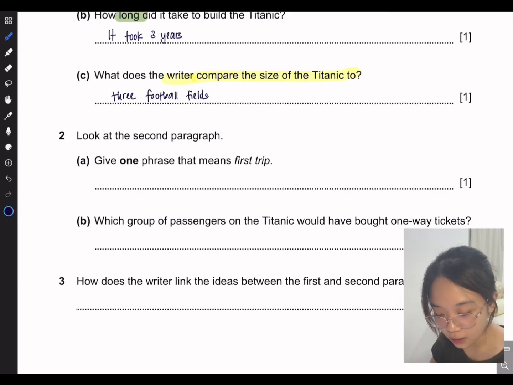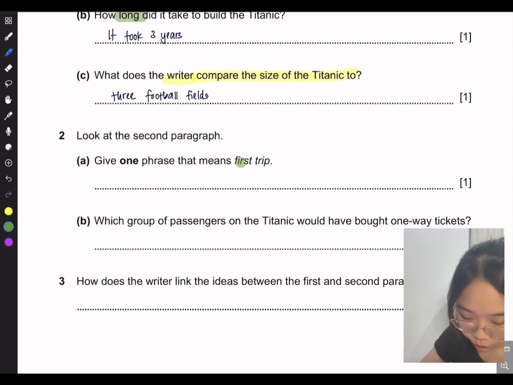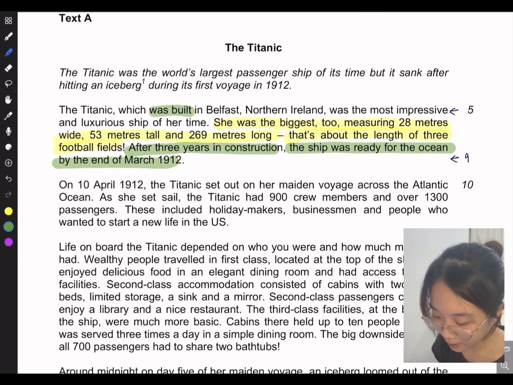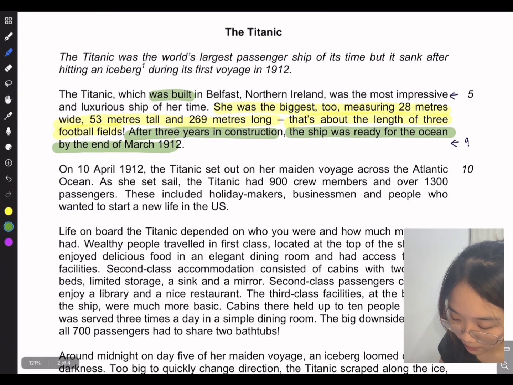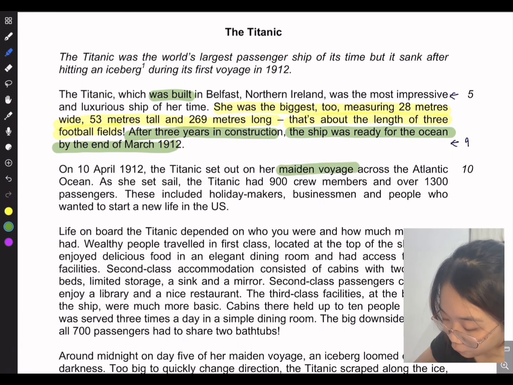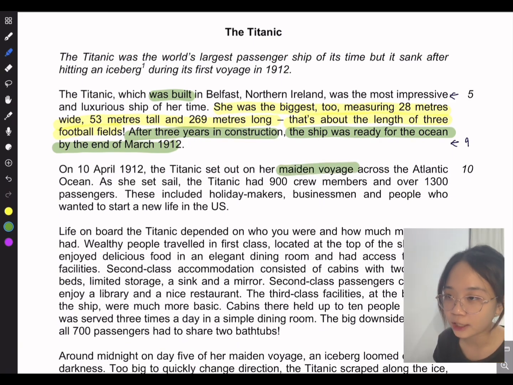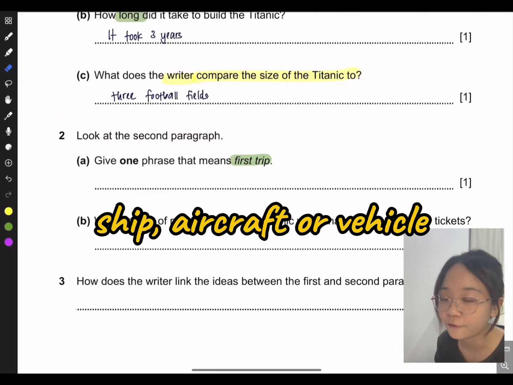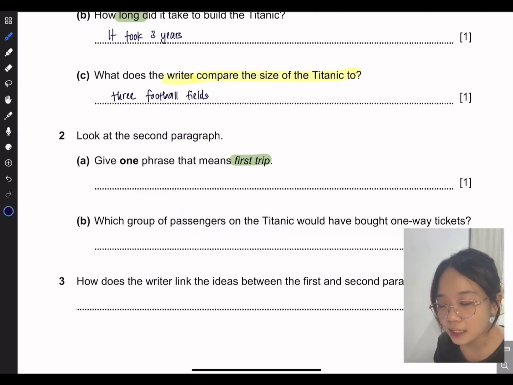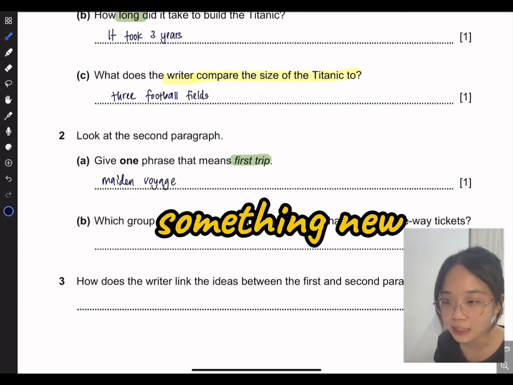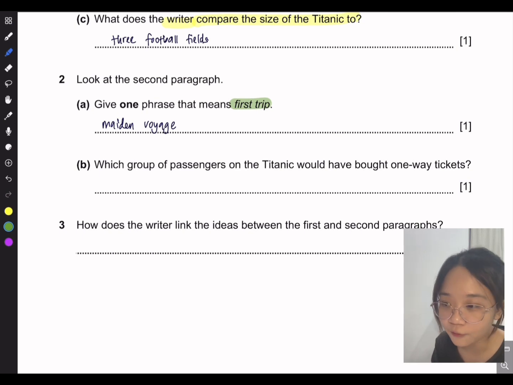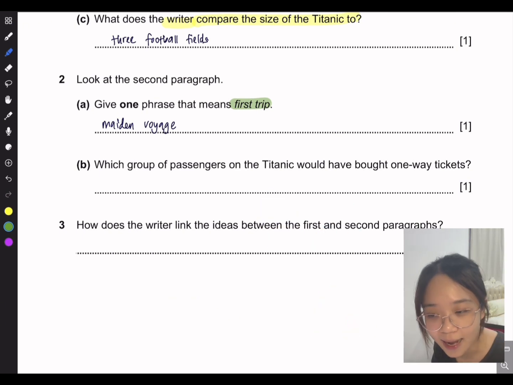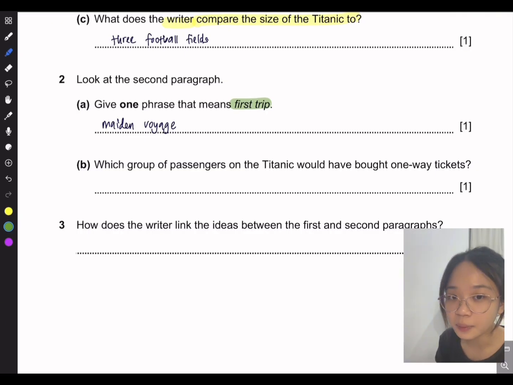The second question, look at the second paragraph. Give one phrase that means first trip. Okay, so now we are on our second paragraph and the meaning of first trip is maiden voyage. What does maiden voyage here actually mean is, it is the very first journey made by a ship, aircraft or vehicle after it is newly built. So it can sometimes be used figuratively, like for someone's first attempt at something new. Like for example, it was her first maiden voyage into public speaking. So what does that actually mean is, it is her first time giving a speech.